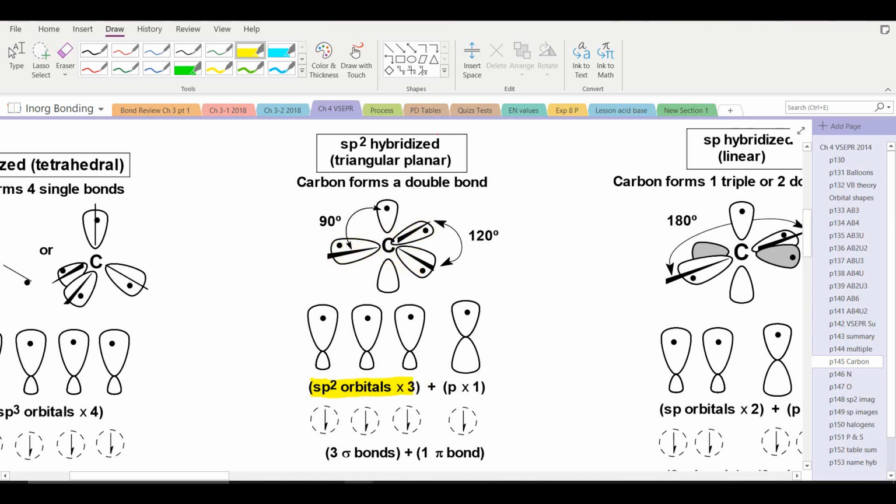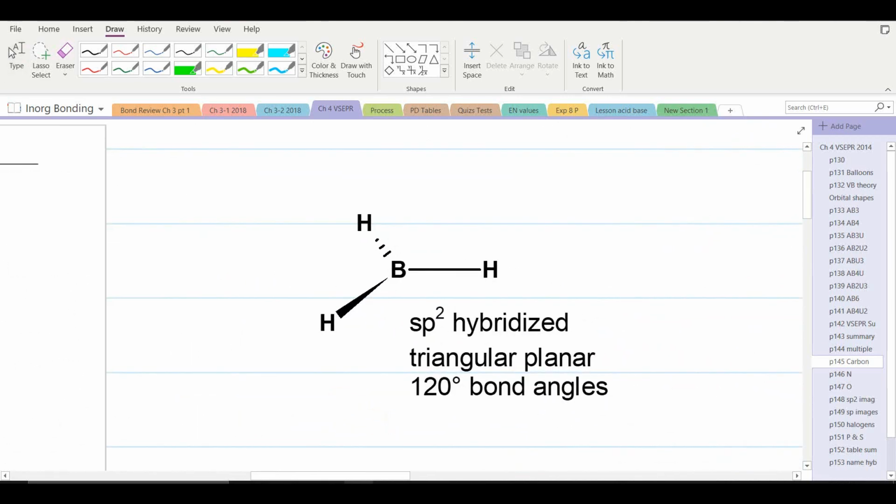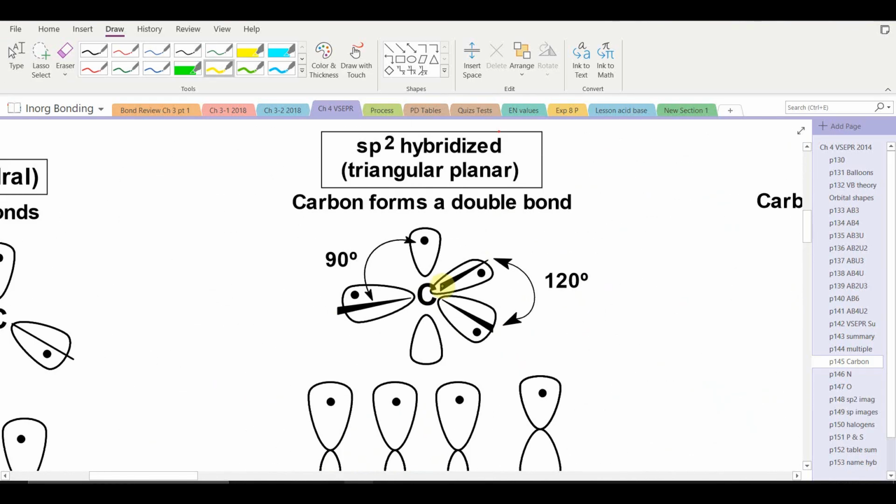Do you recall we looked previously at BH2? We said that was sp2 hybridized. It's trigonal planar with 120 degree bond angles. Well, that's going to be the shape of carbon with its 3 sigma bonds. 120 degrees apart, flat triangle. But the unhybridized 2pz orbital remains as a p orbital above and below the plane of that, like so. And that's going to form the pi bond.